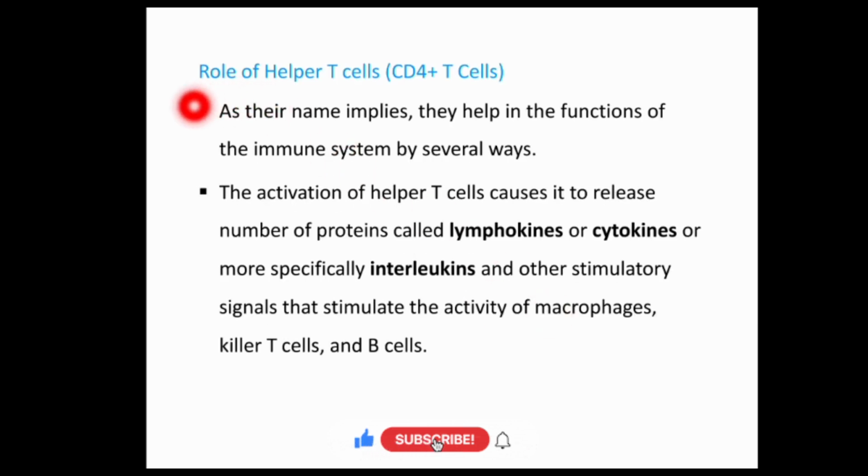Now I am going to discuss the role of helper T cells. What is the role of helper T cells? As their name implies, they help in the function of the immune system in several ways. The activation of the helper T cells causes them to release a number of proteins called lymphokines and cytokines, or more specifically interleukins. The helper T cells release the lymphokines, cytokines, interleukins and other stimulatory signals to stimulate the activity of macrophages, killer T cells and B cells.